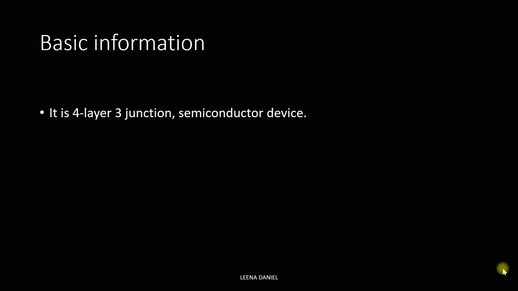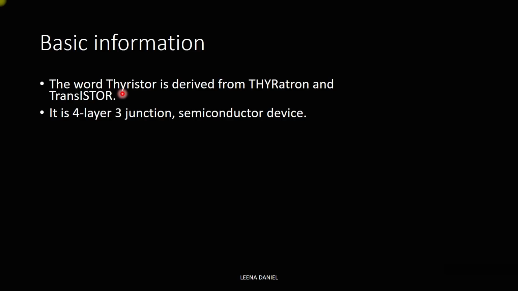Let's discuss a few basic pieces of information about the thyristor. First, as I told you, it is a 4-layer 3-junction semiconductor device. The word thyristor is derived from thyratron and transistor. We take the word THYR from the thyratron and ISTOR from the transistor, which makes the word thyristor.